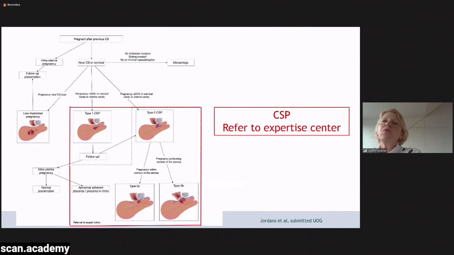I think that it's important. I'm not going into detail into this flow diagram, but the most important message that I would bring today is that if you have Cesarean scar pregnancy, please refer the patient to a center with a lot of expertise to discuss the diagnosis and the type of treatment.